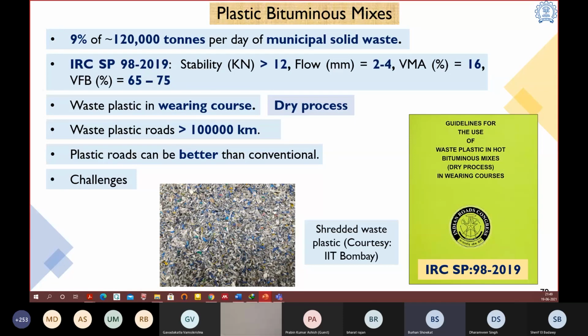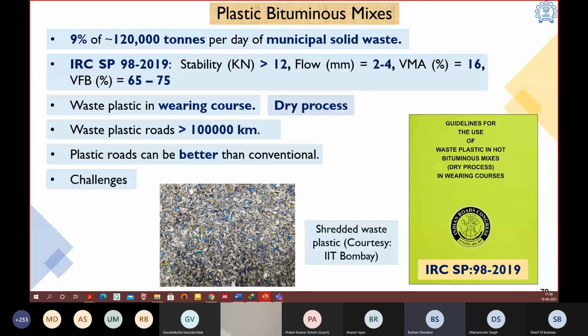It does not decay over time, and even when dumped in landfills, it finds its way into the environment through air and water erosion. So the best way of disposing of waste plastic is recycling it to the maximum extent, and many developed countries have utilized waste plastic to manufacture diverse products, such as even railway sleepers. In India, we have utilized the plastic waste for the manufacturing of plastic bituminous mixes, and therefore we have come up with a code for this.